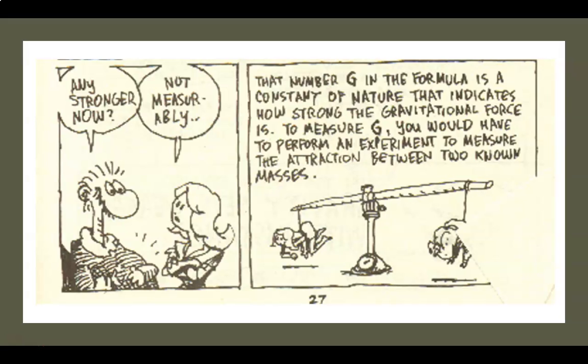That number G in the formula is a constant of nature that indicates how strong the gravitational force is. We would need to perform an experiment to measure the exact attraction between two known masses at two exact distances.